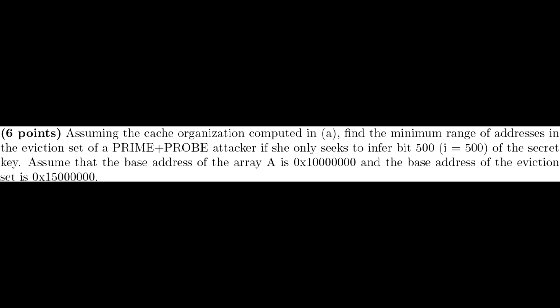Problem 3b. We'll get to background information in just a second, but for this question, our end goal is to find 4 addresses in our eviction set that will cause certain lines to be evicted from the original array in the victim code. So first, we'll talk about a prime and probe attack.